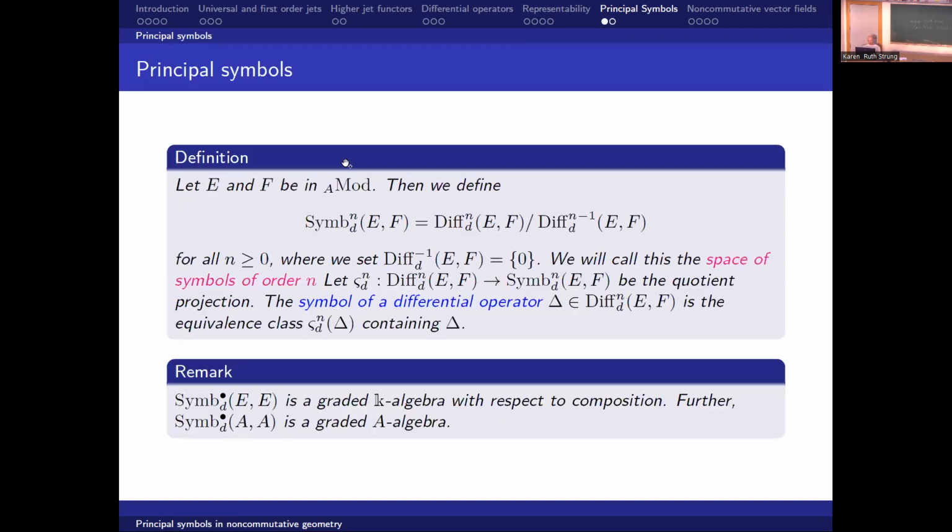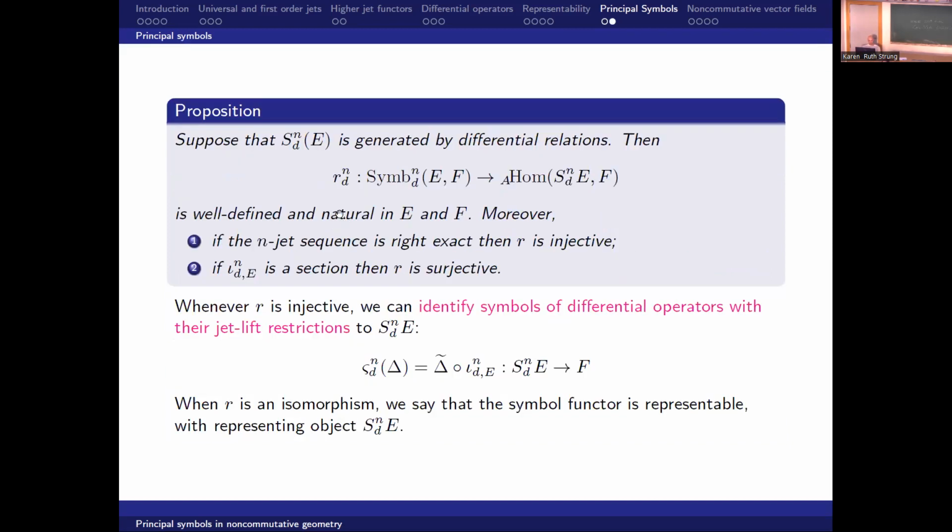So this you could think of as sort of a quotient notion of symbol. There's also sort of a restriction notion of symbol, which they both agree in the classical case, but here they tend to be different in general. So if S^n D is generated by differential relations in the sense that we saw earlier, then we get a well-defined map from Sim B E F to A Hom S^n E F. And if the jet sequence is right exact, then R is injective. This second one is not so important for what we're discussing, so I'll skip that.